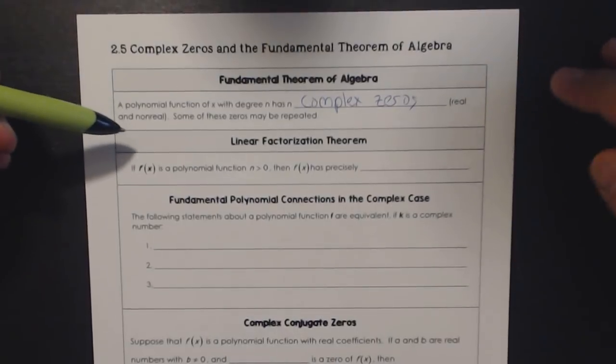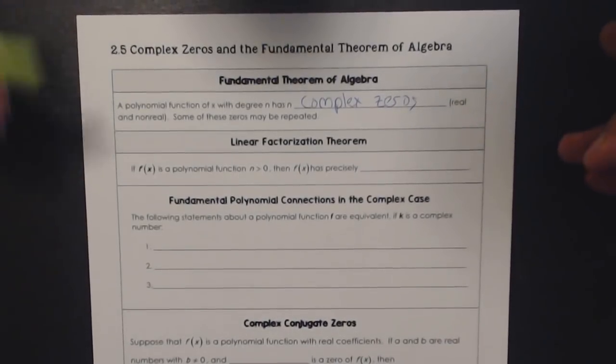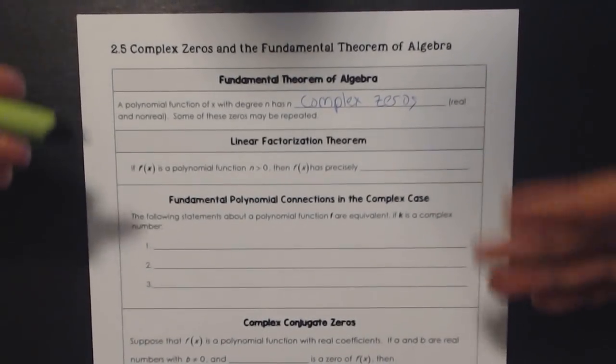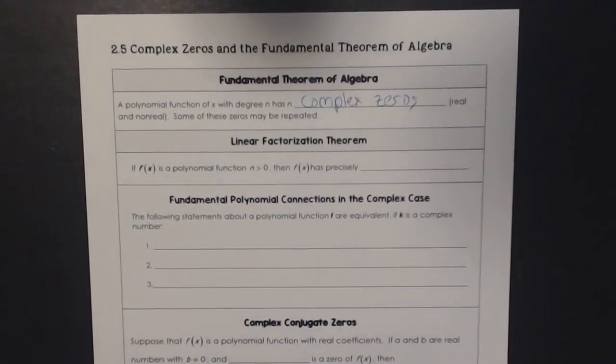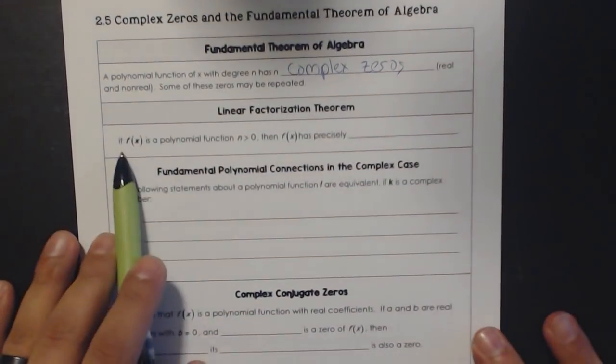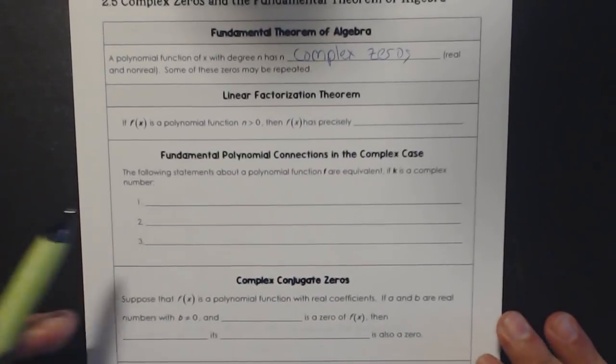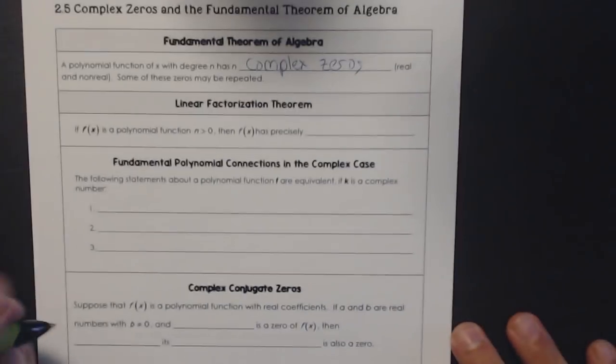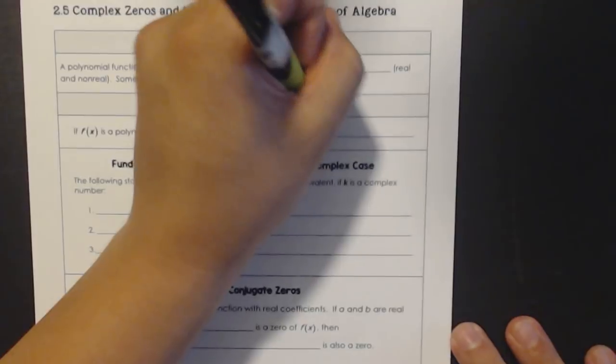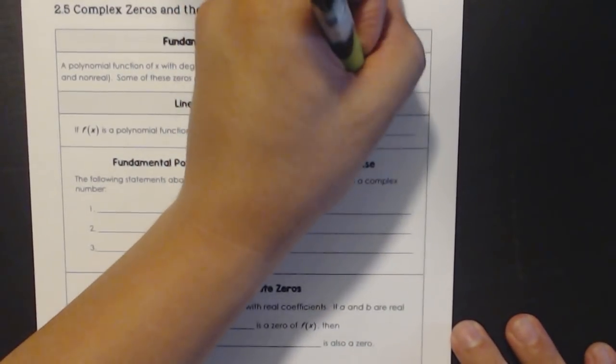As we mentioned last year, complex zeros can be real numbers and also imaginary numbers, and some of these zeros may be repeated. We also have the linear factorization theorem, where if f of x is a polynomial function and n is greater than 0, then f of x has precisely n linear factors.